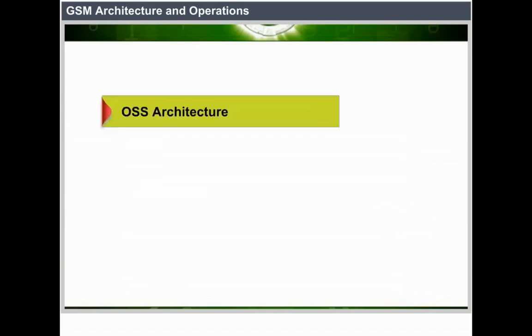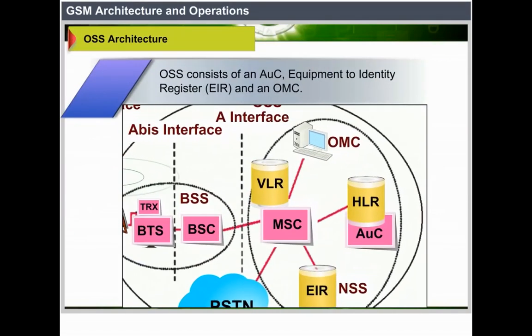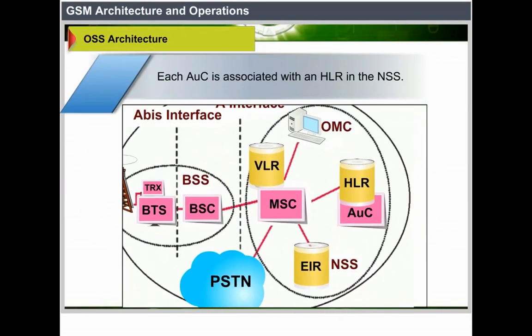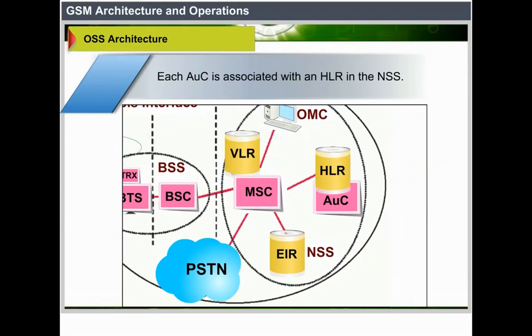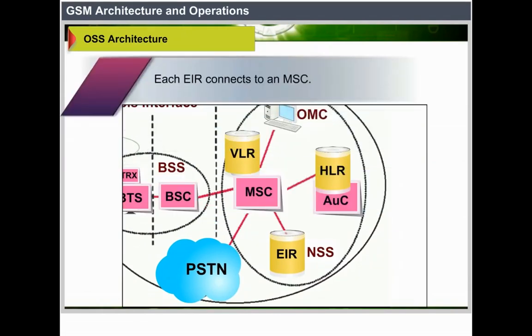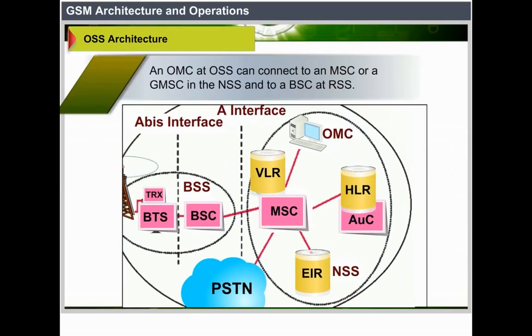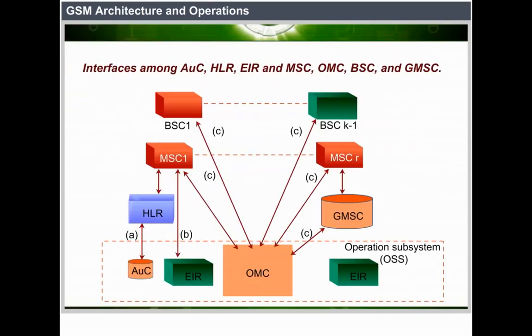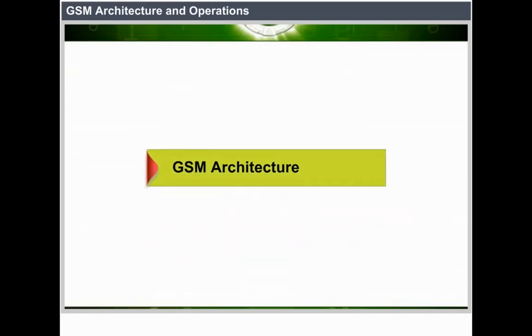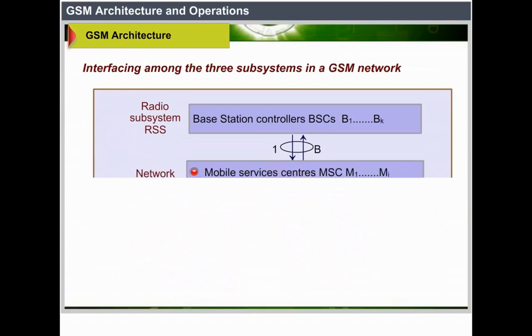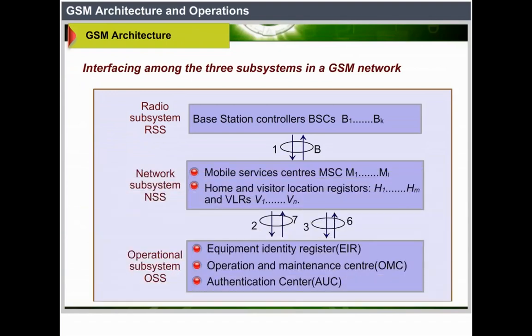OSS architecture. OSS consists of an AUC, an Equipment Identity Register, EIR, and an OMC. Each AUC is associated with an HLR in the NSS. Each EIR connects to an MSC. An OMC at OSS can connect to an MSC or a GMSC in the NSS and to a BSC at RSS. Interfaces between AUC, HLR, EIR and MSC, OMC, BSC and GMSC. GSM architecture: interfacing between the three subsystems in a GSM network.